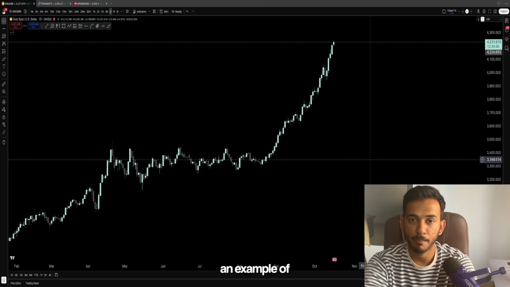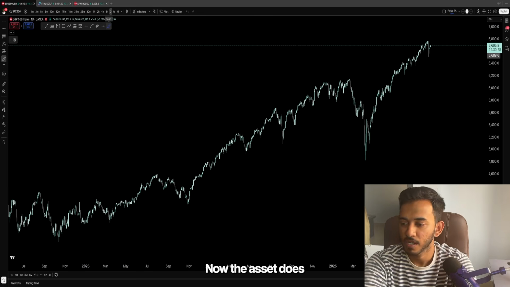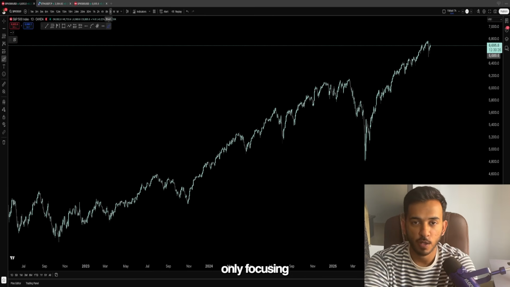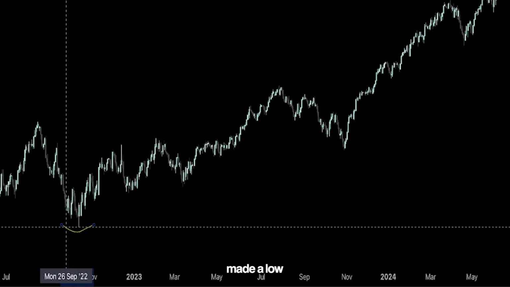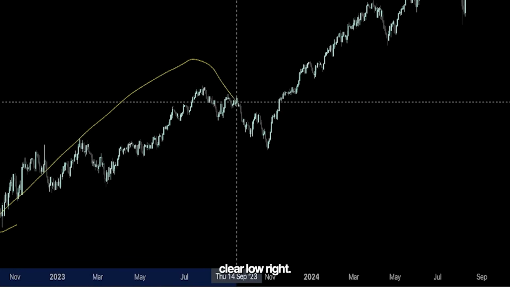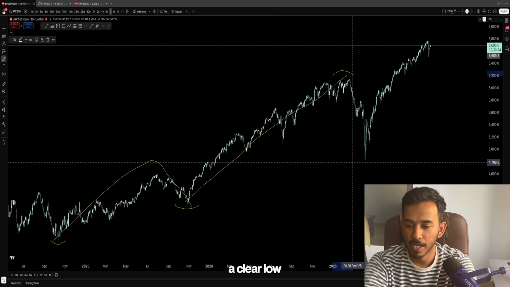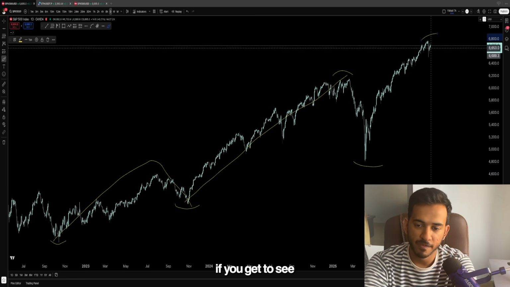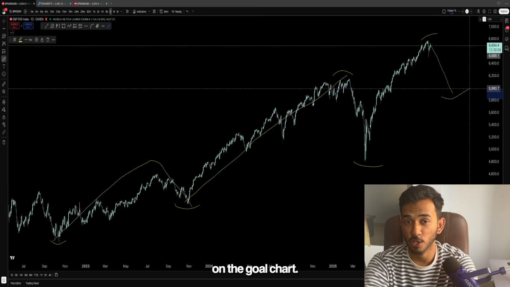Let me give an example of what is a good trend, since we've talked about the bad one. So this is an S&P 500 chart. Now the asset does not matter because we are only focusing on the market structure. What you get to see here is that the market made a low, it went higher. It made a clear low, right? Then it went higher. A clear top, a clear low. A clear top, and probably if we get to see some kind of retracement, we'll have another clear low. This is something which was missing on the gold chart.